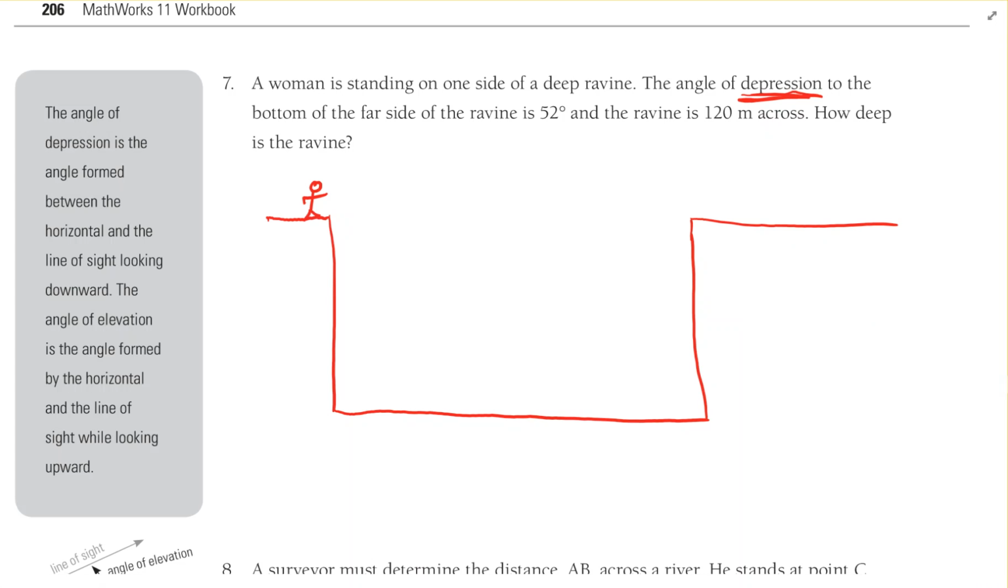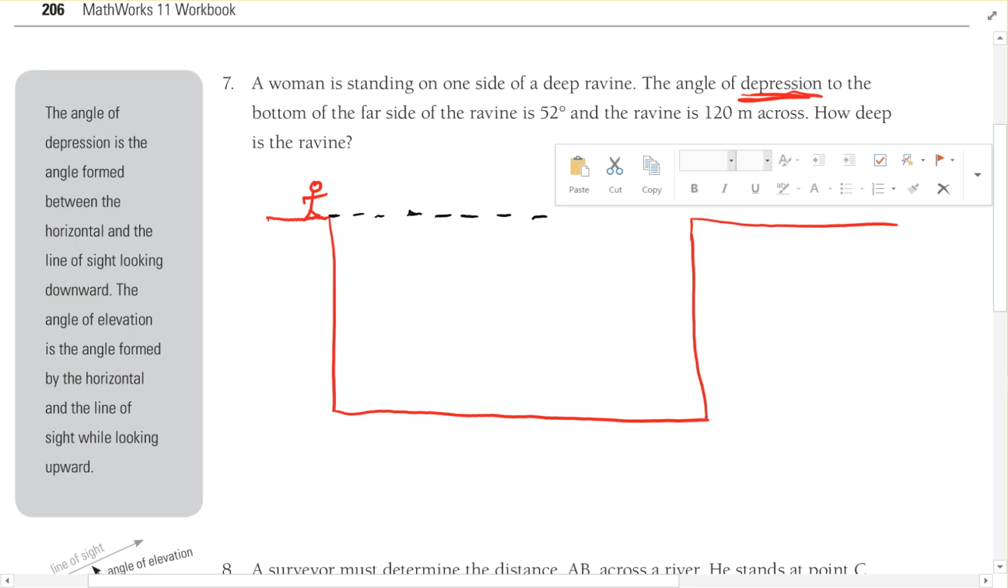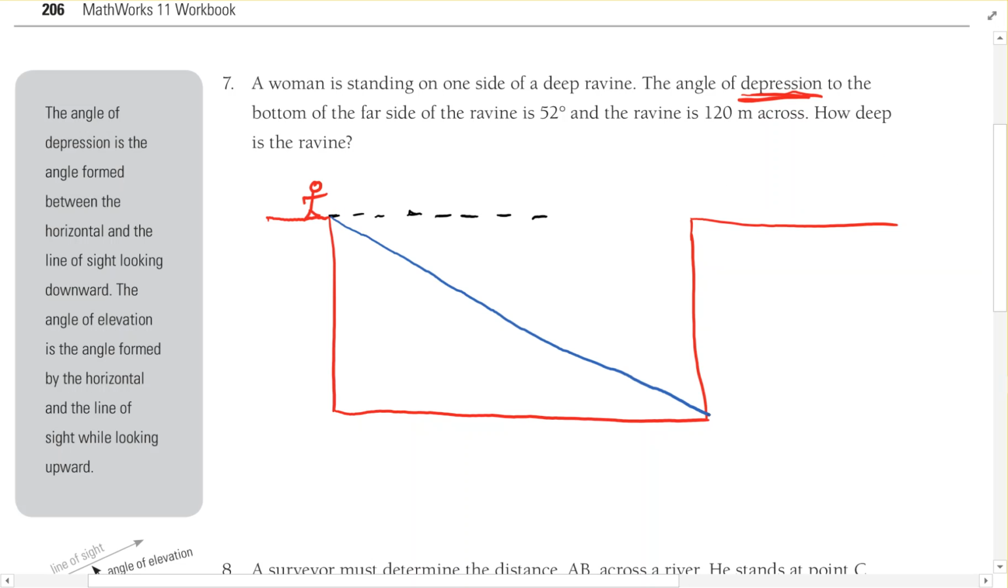So it says the angle of depression. The angle of depression is just the angle. If we were able to make a line that went straight out from the side of the cliff, or the ravine, the angle of depression is the angle that it goes down. So she's saying the angle from her over to the corner, this would be the angle of depression right here. So this is going to be 52 degrees.